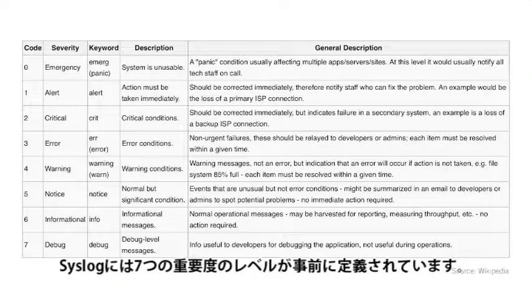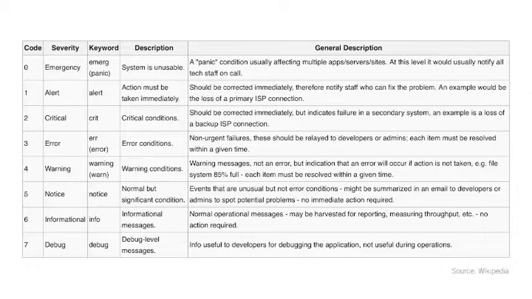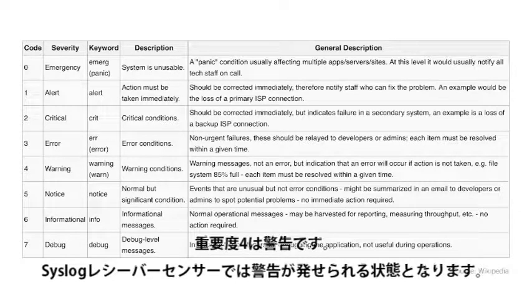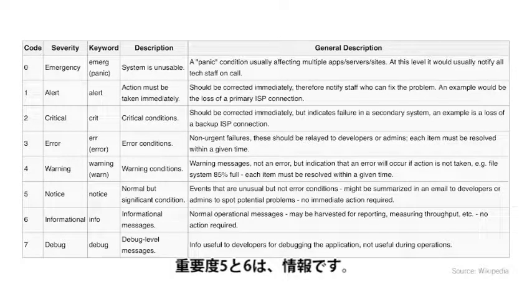So in Syslog, there are 7 predefined severity levels that are standardized for Syslog. Levels 0, 1, 2, and 3 are all some kind of error state, ranging from emergency down to error. Severity level 4 is a warning that will generate a warning in the syslog receiver sensor. Severity levels 5 and 6 are informational.